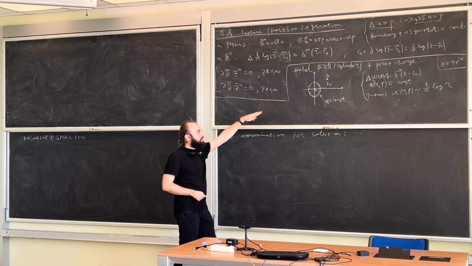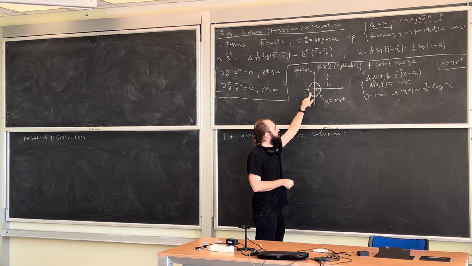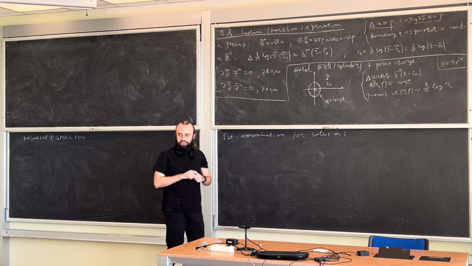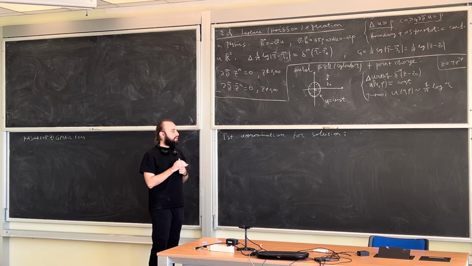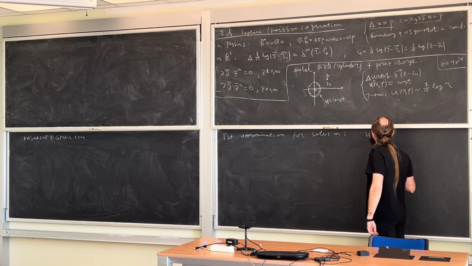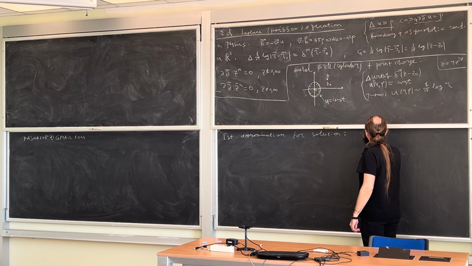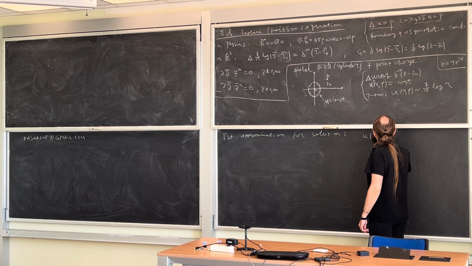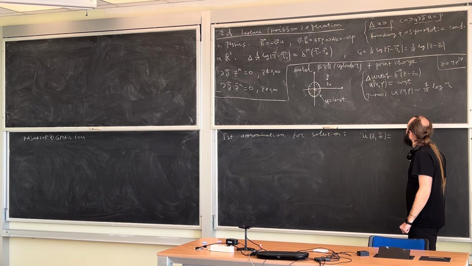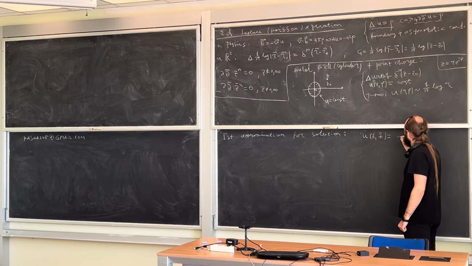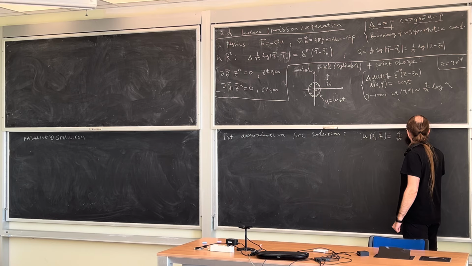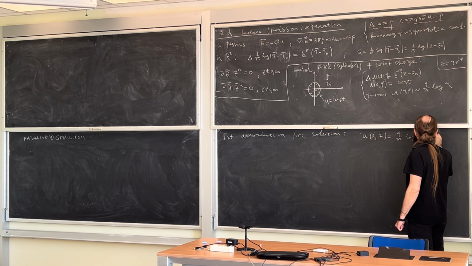So how can we write a solution to this equation if we don't have any boundary conditions, if it is just an empty space? What will be the formula for u of z bar? Yes. So q over 2 pi logarithm of z minus z0.